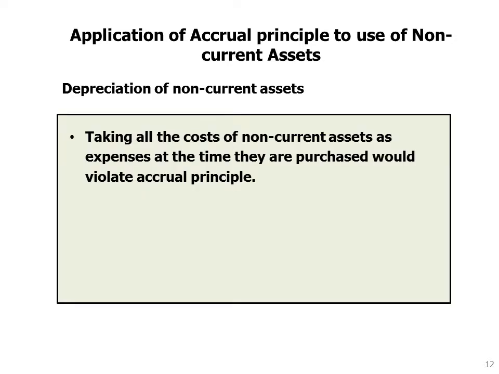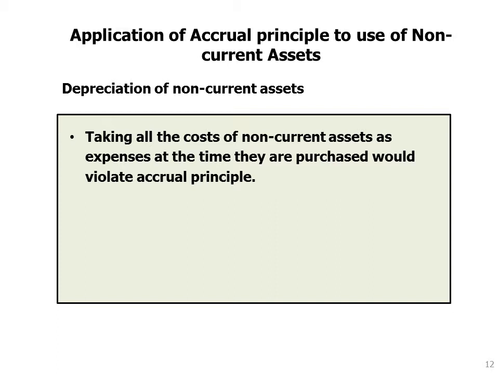And finally, we'll look at the application of the accrual principle to the use of non-current assets. It would not make sense to take all of the costs of non-current assets, property, plant and equipment at the time they're purchased. If we did so, this would violate the accrual principle, which is recognizing the costs when we receive the benefits from using them.